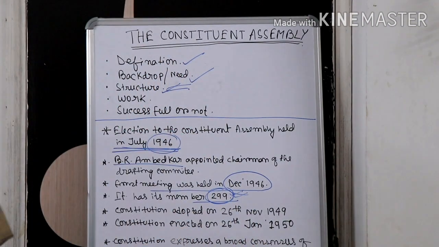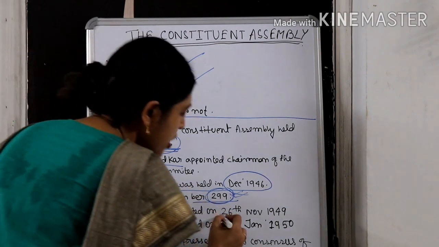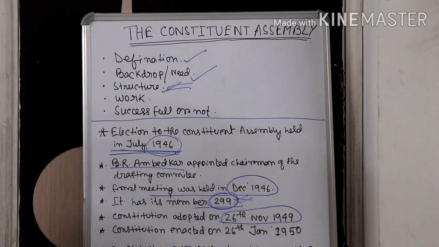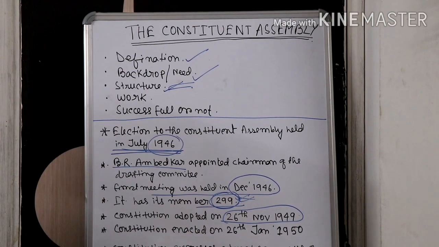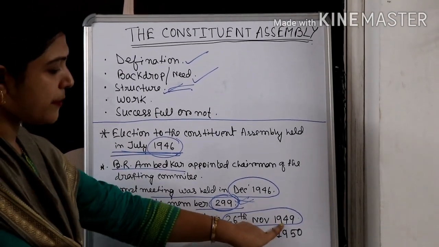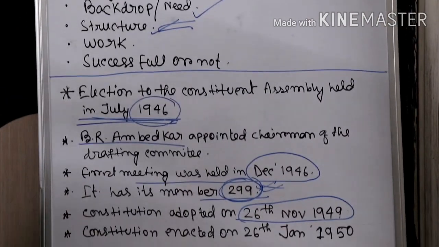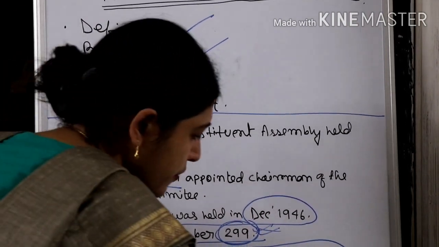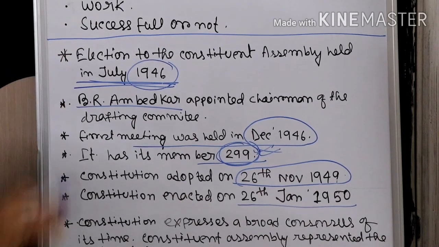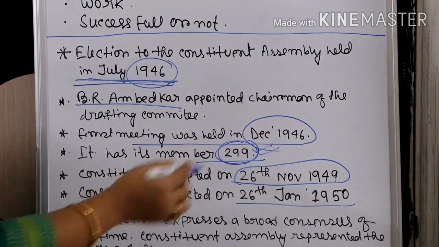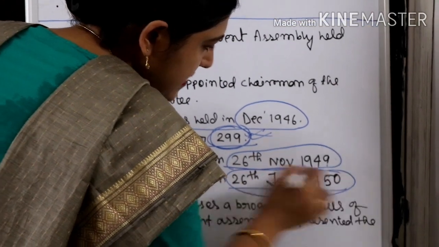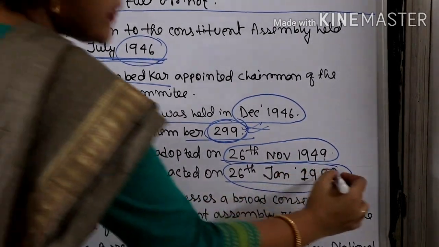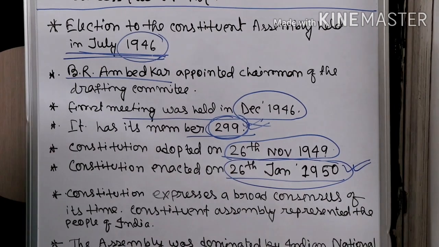The drafting of the constitution was completed on 26th of November 1949. The constitution was adopted, and it was enabled or implemented on 26th of January 1950. That's why, to make this day remarkable, we consider this day as our Republic Day. Clear? India became a Republic on the day when our constitution was adopted.